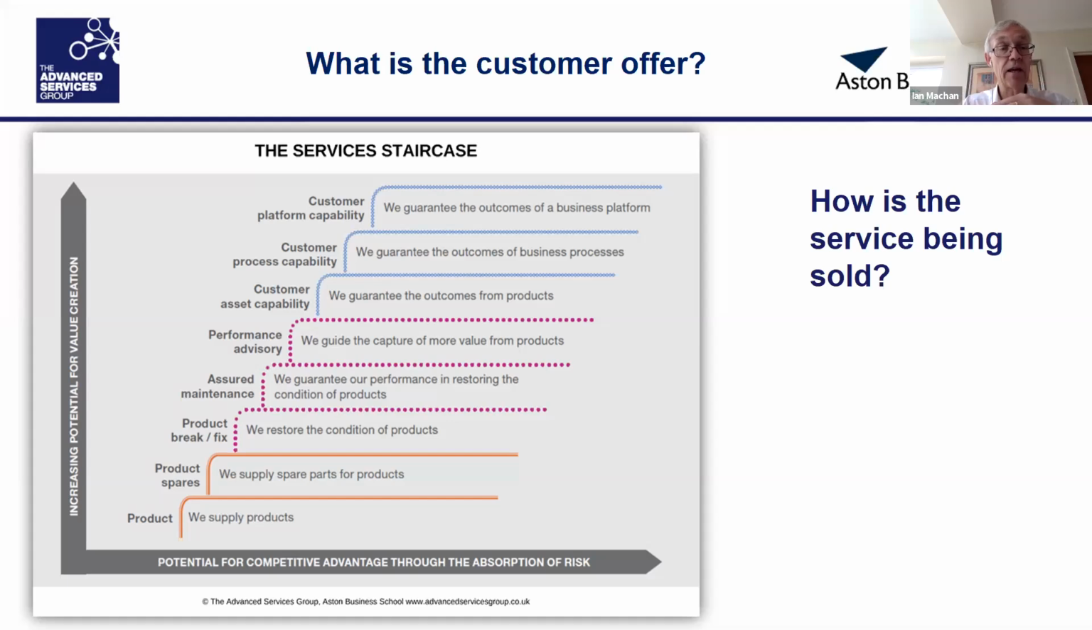And as you move up that staircase, we move from traditional manufacturing of product and spares, the orange area, to the intermediate areas where you're offering services around break-fix, training, assured maintenance, moving into performance advisory, advising customers how they can get the most out of their assets. And the top area is around guaranteed outcomes at the product level, process level, and platform level. So those are four key areas: the basic, intermediate, performance advisory, and then the advanced, that shows how you can progress your service offers. So that's the background, I guess, of how we can offer things to the customer.